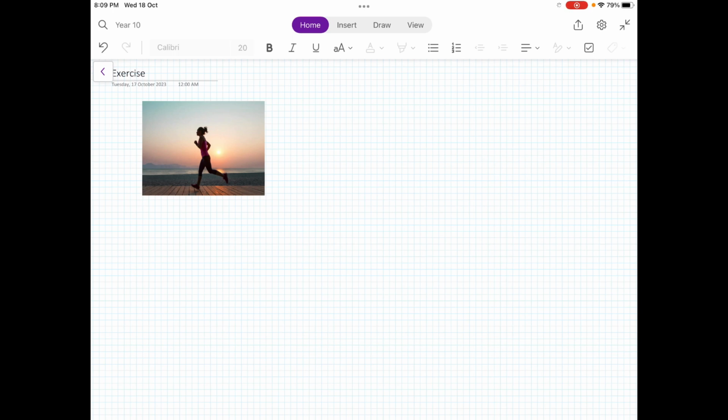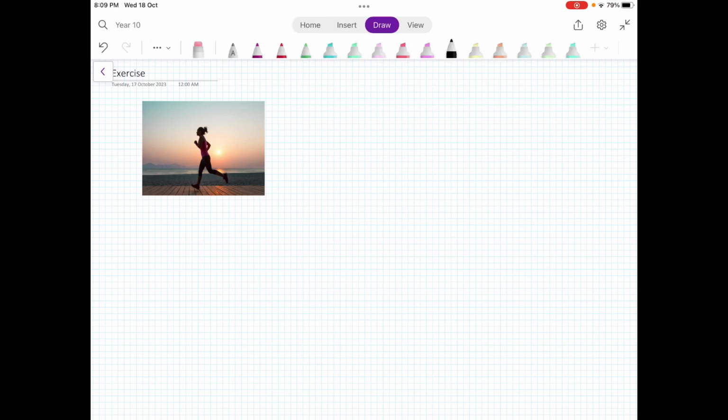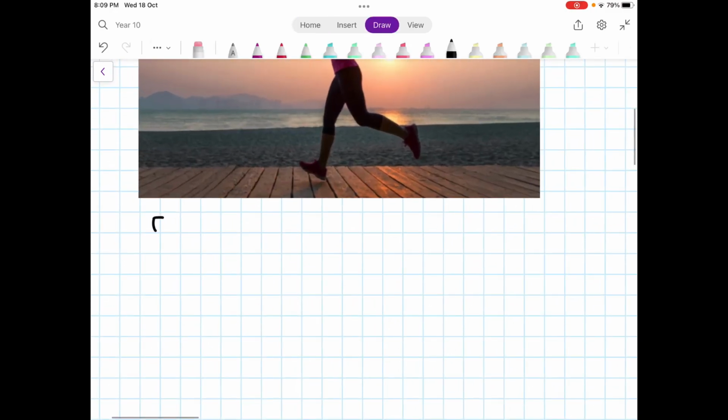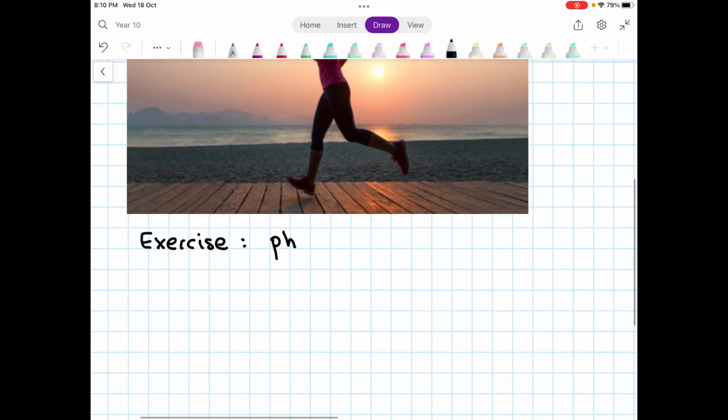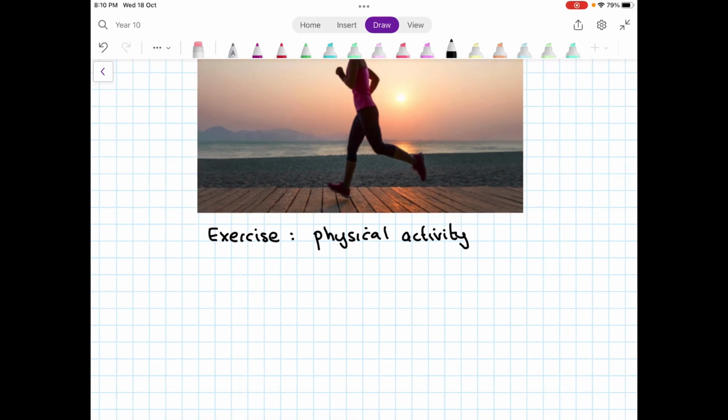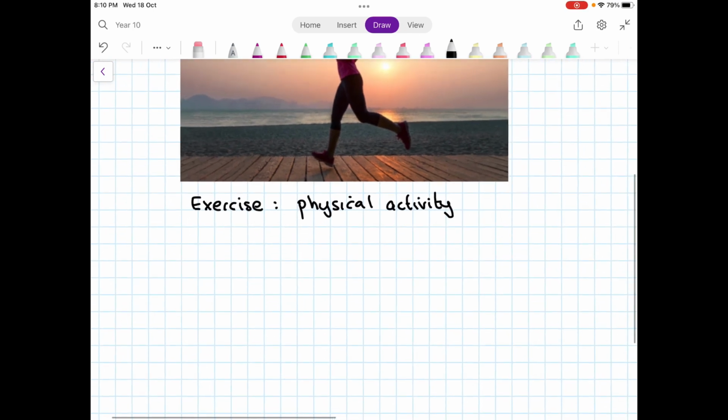Everyone, and welcome to today's episode of ZK Studies, where we are going to be taking a look at exercise. So let's get started. Now, how does exercise affect the body? Exercise, first of all, refers to physical activity which is carried out to improve our physical health and wellness.